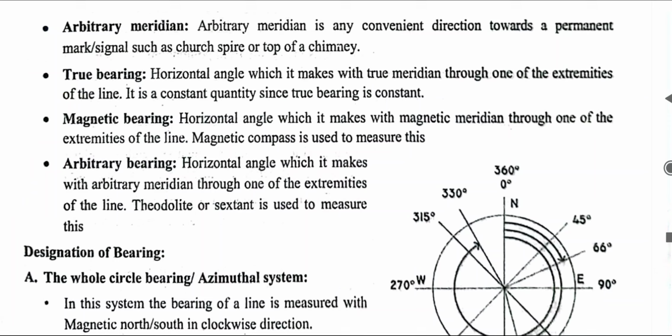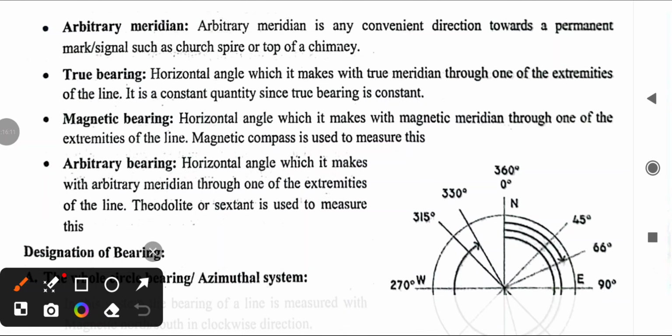Arbitrary meridian is any convenient direction towards a permanent mark, such as a church spire or the top of a chimney. True bearing is the horizontal angle which a line makes with the true meridian through one of the extremities of the line. It is a constant quantity since the true meridian is constant. Magnetic bearing is the horizontal angle which a line makes with the magnetic meridian through one of the extremities of the line.